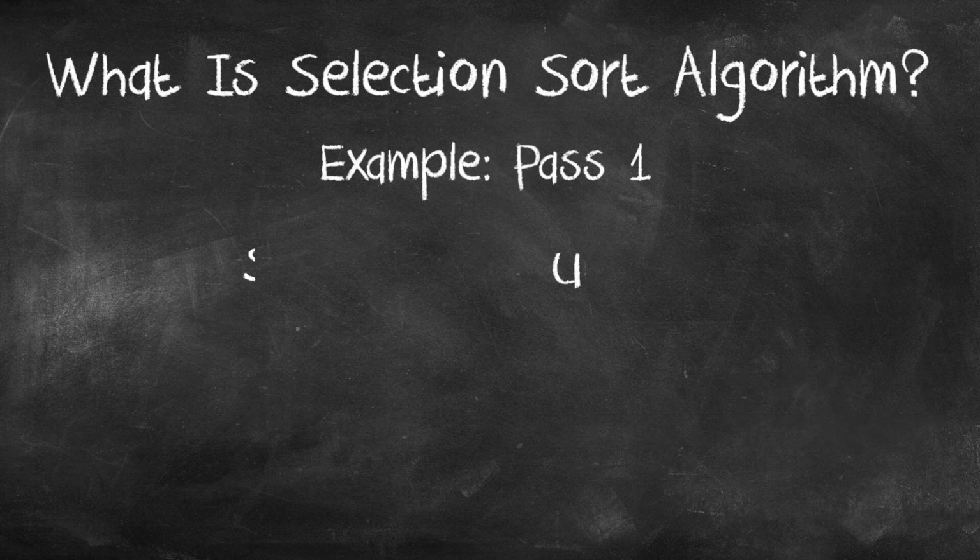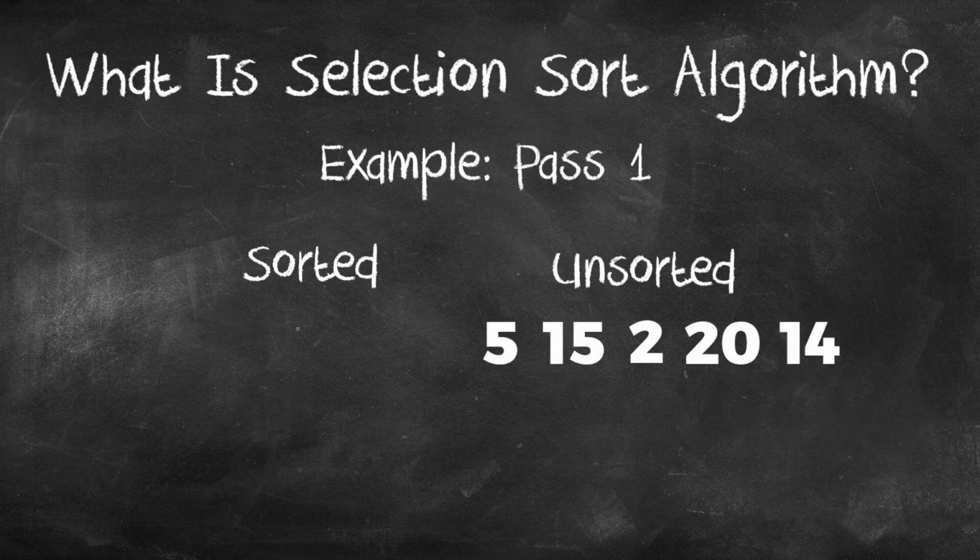In the first pass, the algorithm will start by defining the current element as the first element in the array. Then we'll try to find the smallest element out of all of the numbers in the rest of the array. In this case, the smallest element is 2. Because 5 is larger than 2, those elements will swap places.